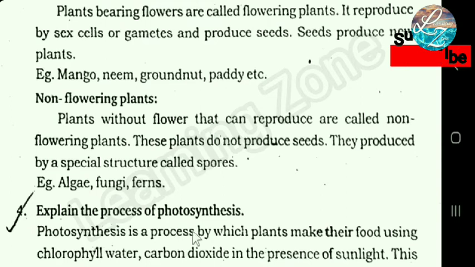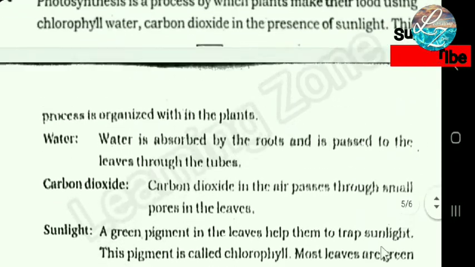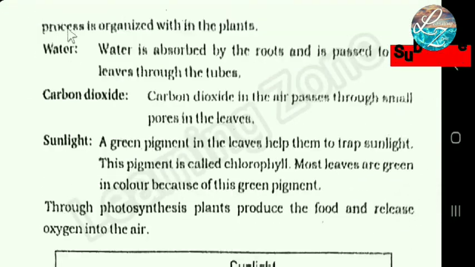Photosynthesis is a process by which plants make their food using chlorophyll, water, carbon dioxide in the presence of sunlight. This process is organized within the plants. Water. Water is absorbed by the roots and is passed to the leaves through the tubes. Carbon dioxide. Carbon dioxide in the air passes through small pores in the leaves.